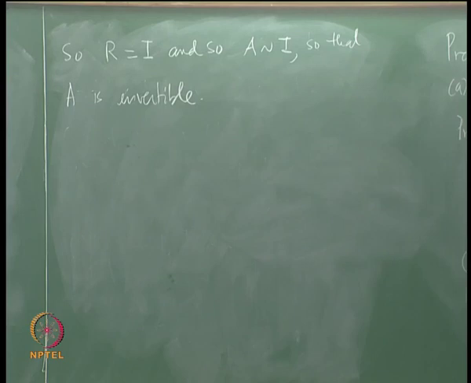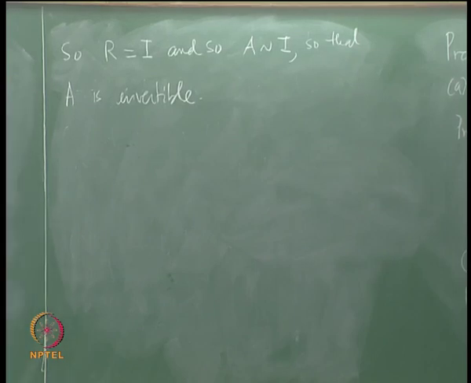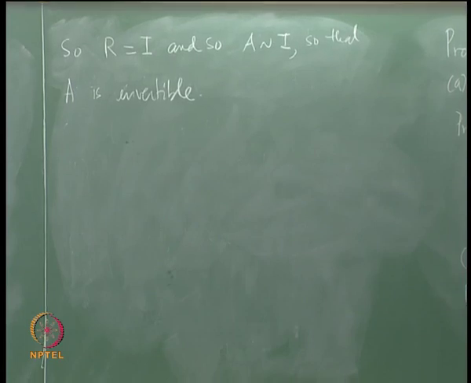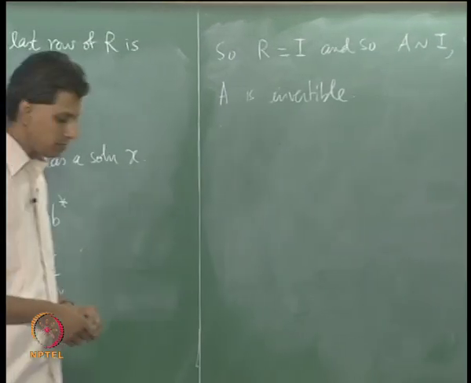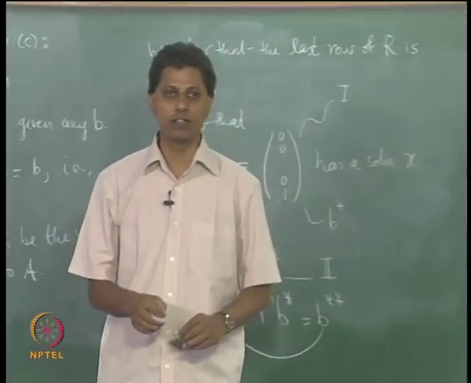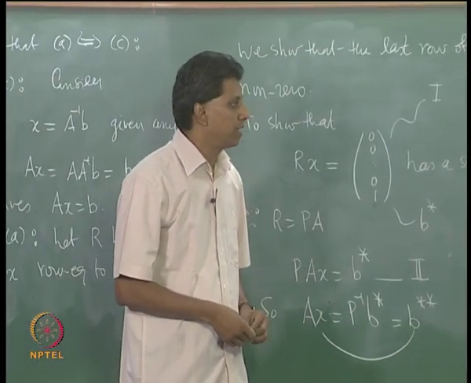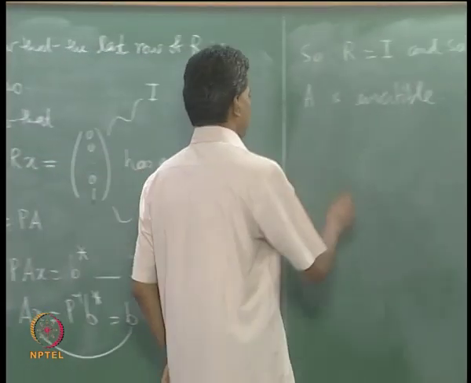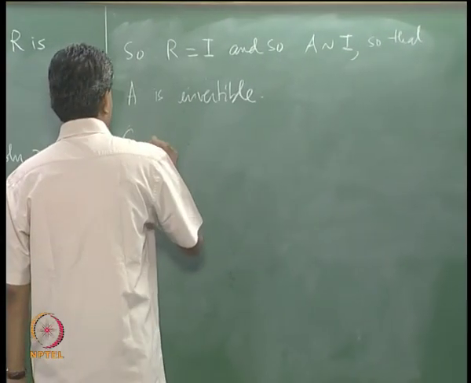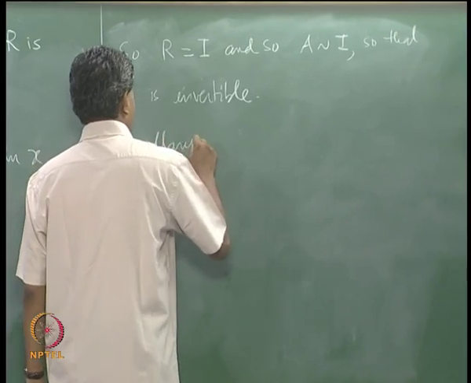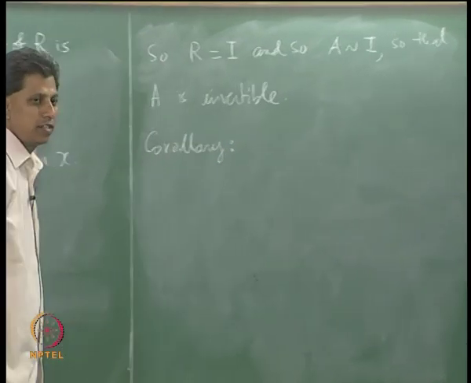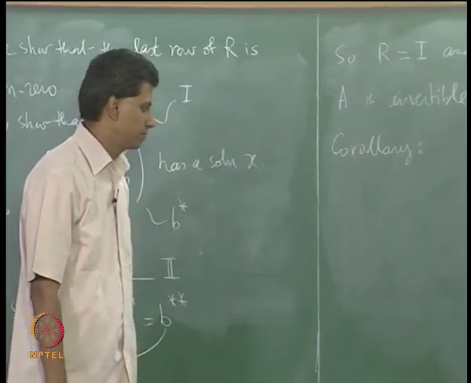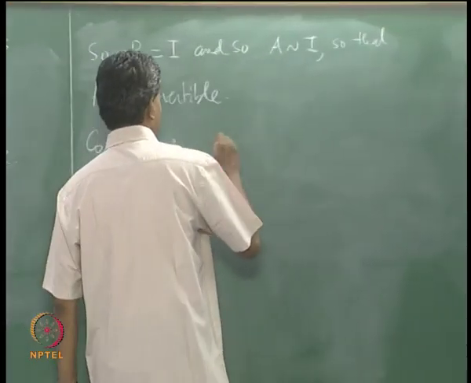Okay. You have any questions? Let's move on. To conclude this topic, we need two more results. Let me complete them in today's lecture. One corollary of this result, it is actually a corollary of the previous result. Let me write down this result. I am not going to prove this.